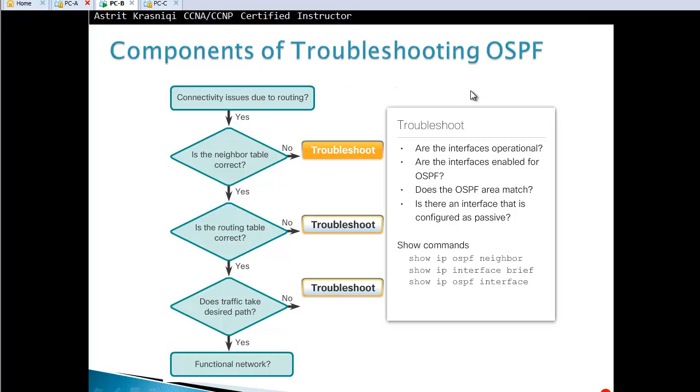Components of troubleshooting OSPF. Do we have connectivity to the neighbor? Yes. Is the neighbor in the neighboring table? No, we need to troubleshoot with show ip ospf neighbor and find out why, maybe the timers and so on. If the neighbor is in the table, do we have the routes we're expecting in the routing table? No, then find out what they're advertising, maybe there's a passive interface or something like that. And then, does the traffic take the desired path? If it does, great, we have a functional network. If not, we still have to troubleshoot, which probably means we have to look at the cost and so on.